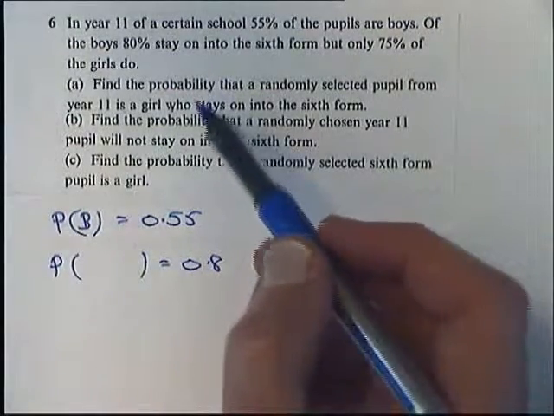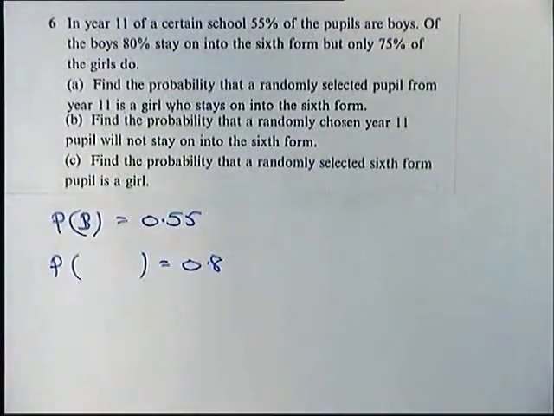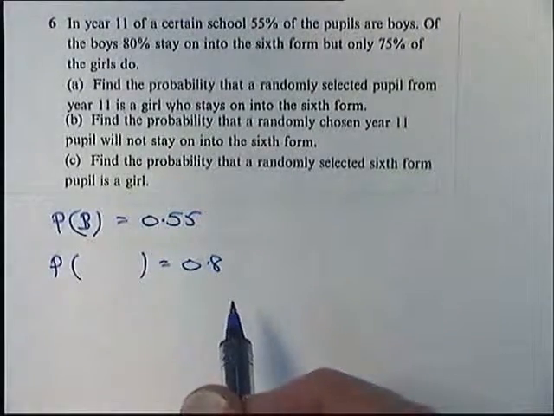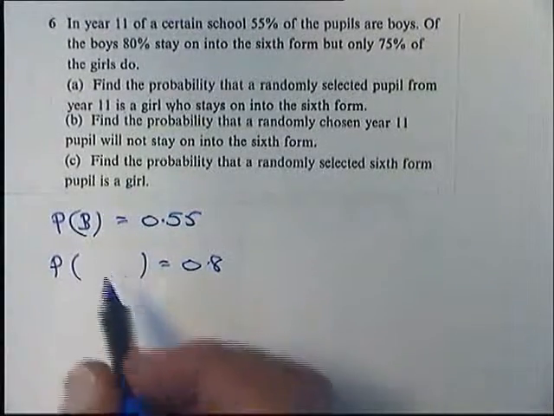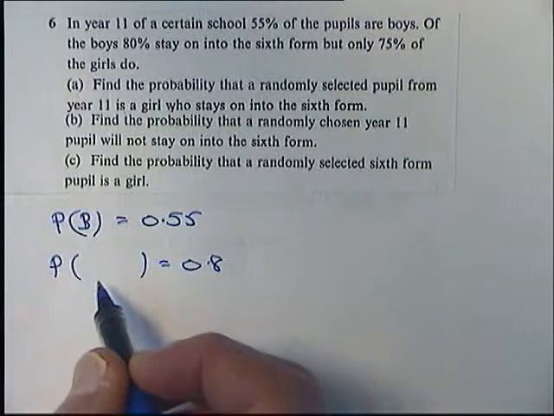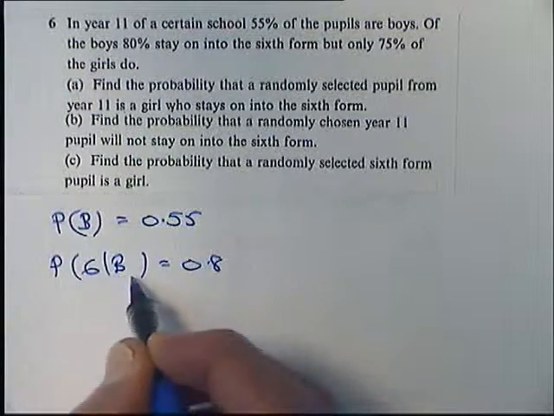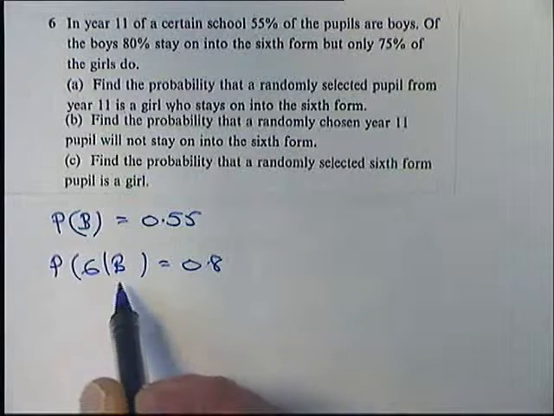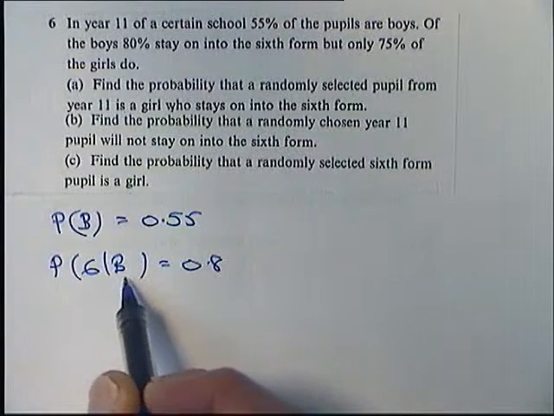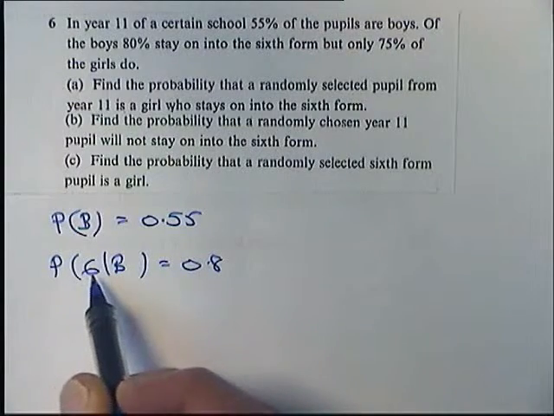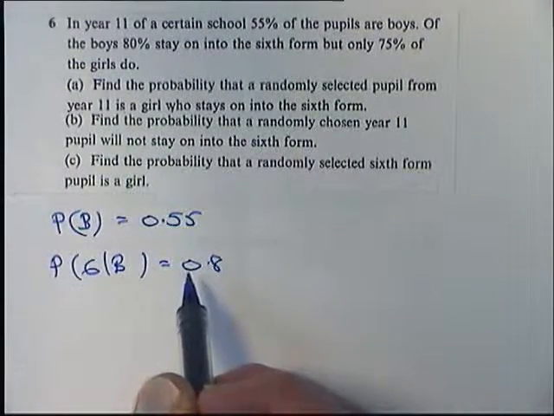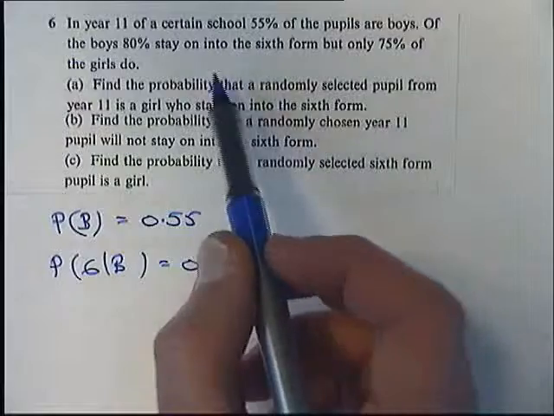Let's use B for boys, G for girls, and the number 6 for staying on in the sixth form. Is it probability of 6 given B? Yeah, probability, given they're a boy, so the boy bit has got to come after the bar. Given they're a boy, the probability they stay on in the sixth form is 0.8. So we've got that bit there.